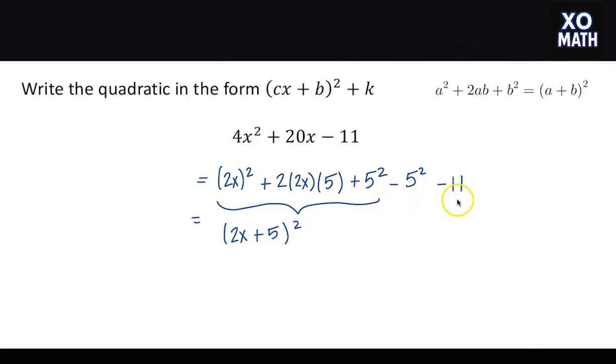And then these two terms in the back are going to be like terms. So we're going to have minus 25 minus 11. We'll add those together for our final answer of the quantity 2x plus 5 all squared minus 36.